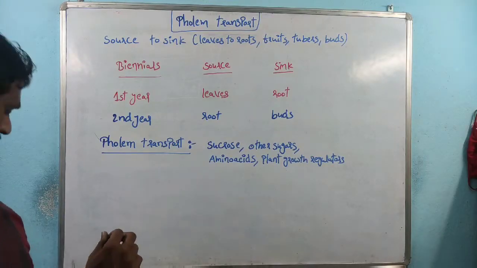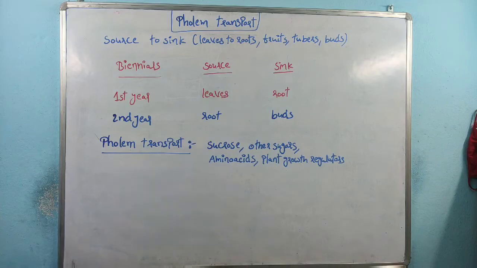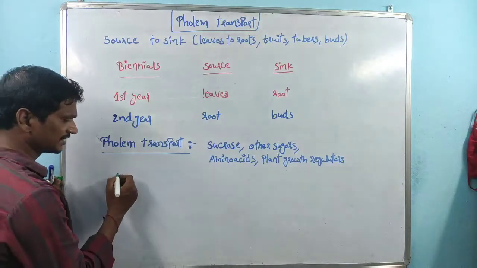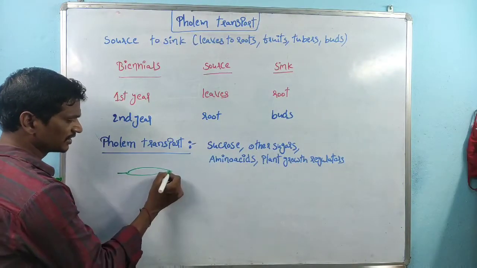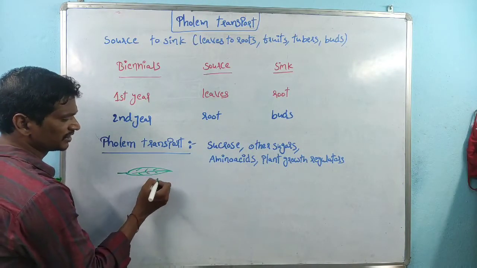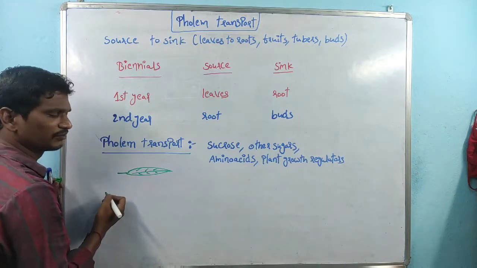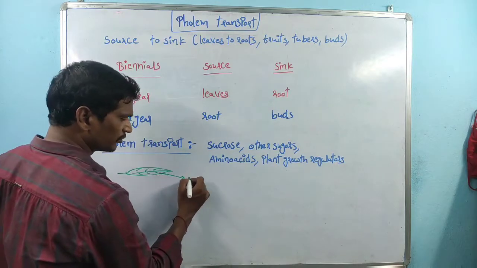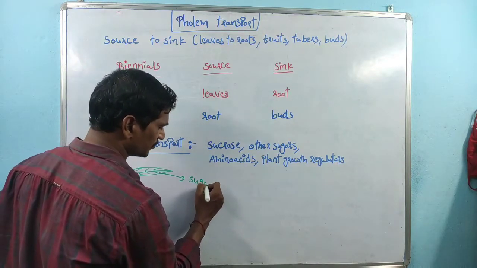Coming to the next one, the phloem transport. Here within the phloem transport, we are going to discuss how the food molecules are transported. First, suppose there is a plant. The plant leaves produce the carbohydrates by the photosynthesis process, right? Within that photosynthesis process, sugars are produced.